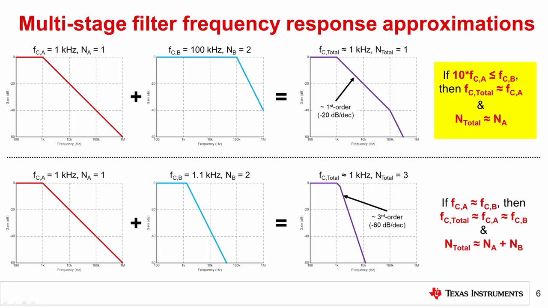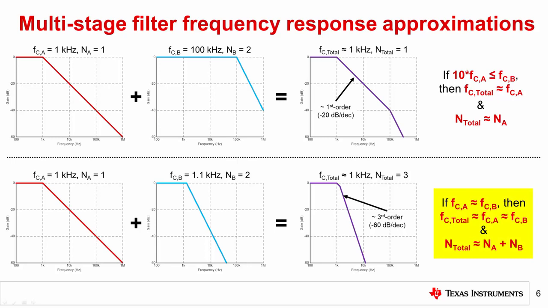Also, due to the transitive property of combining filter responses discussed on the previous slide, if filter B came before filter A in your signal chain, the combined response and the resulting approximation would be the same. Moreover, if filter B had a much lower cutoff compared to filter A, the approximation still holds true, though filter B's cutoff frequency and filter order would dominate in this case. However, if this condition is not satisfied and the two filters had similar cutoff frequencies, you can no longer apply the approximations.